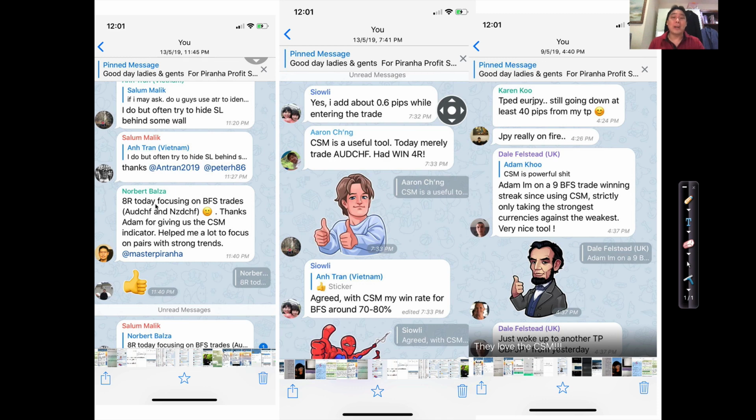Now, in case you're wondering what is an R, okay, when you place a trade, you either risk 1%, risk 2%, or risk 3%, right? So that's what we call an R, which is the unit of risk. So if you're risking 1%, 8R means an 8% return on your capital. If you're risking 3%, 8R is a 24% return on your capital.